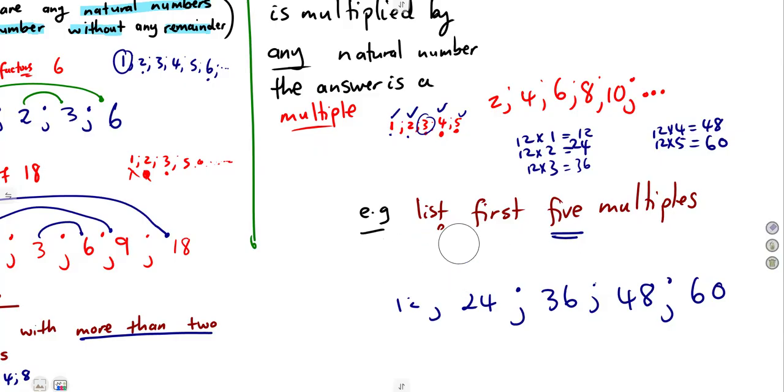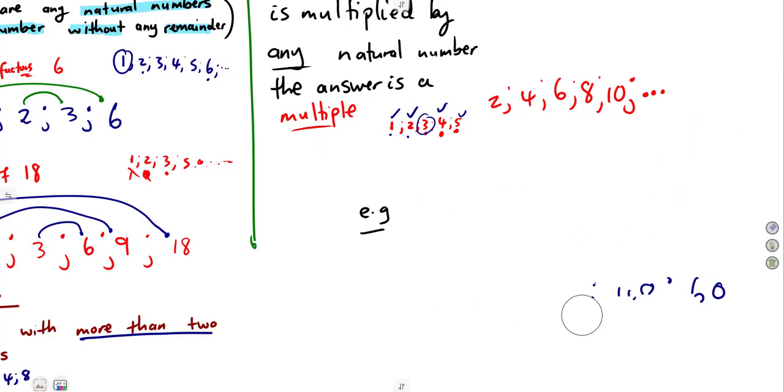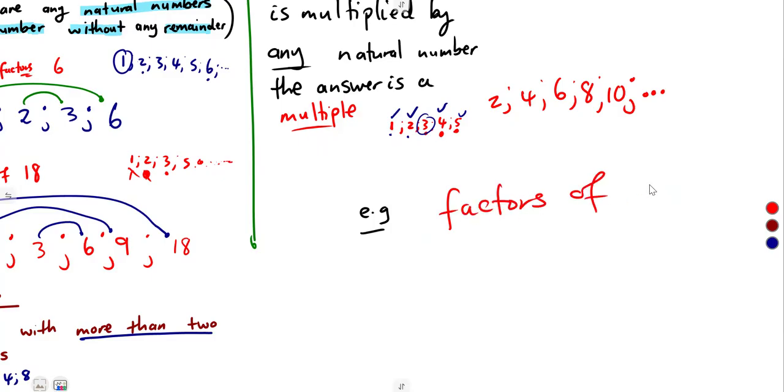All right, I want you to try this one again. Just to finish up, I want you to try factors of 32. List all factors of 32. Okay, so I want you to try this one first.